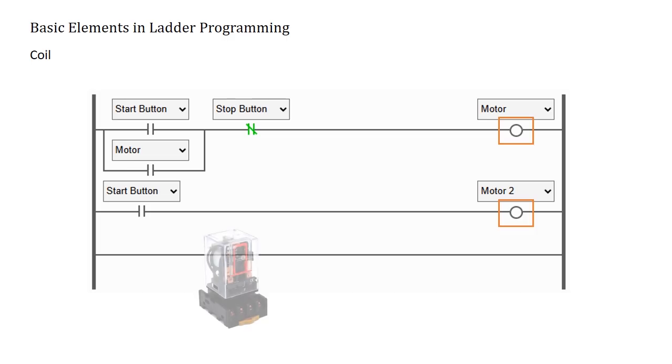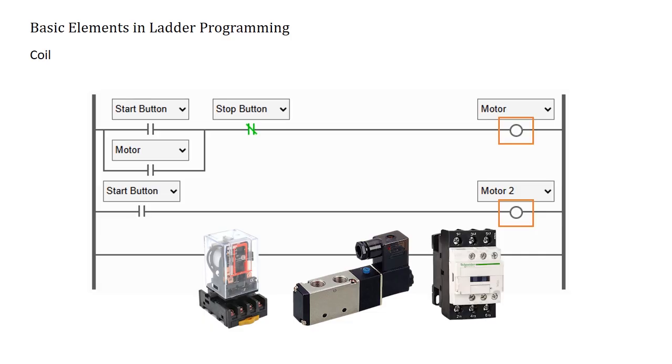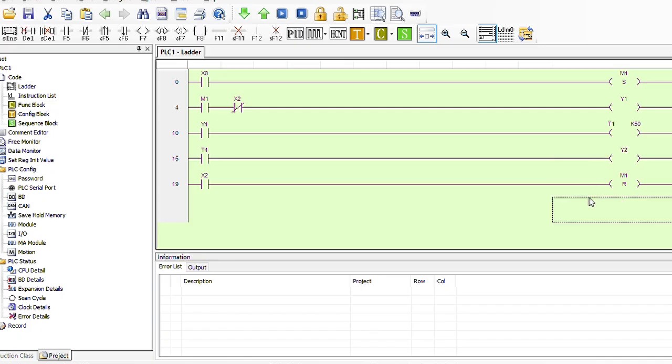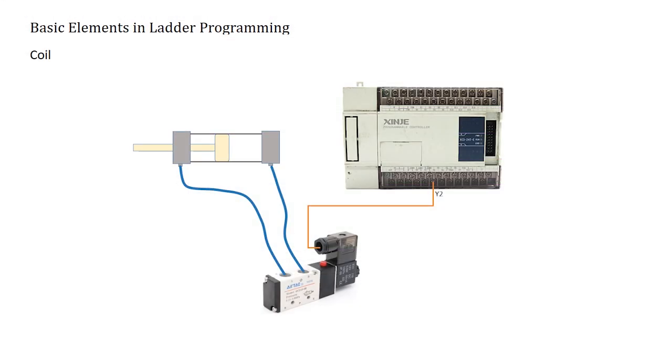Outputs such as relays, solenoids, or contactors can be directly assigned to a coil. For example, if we assign the Y2 output terminal to a coil, whenever the coil is energized in the program, it activates the Y2 terminal on the PLC and the connected device responds accordingly.